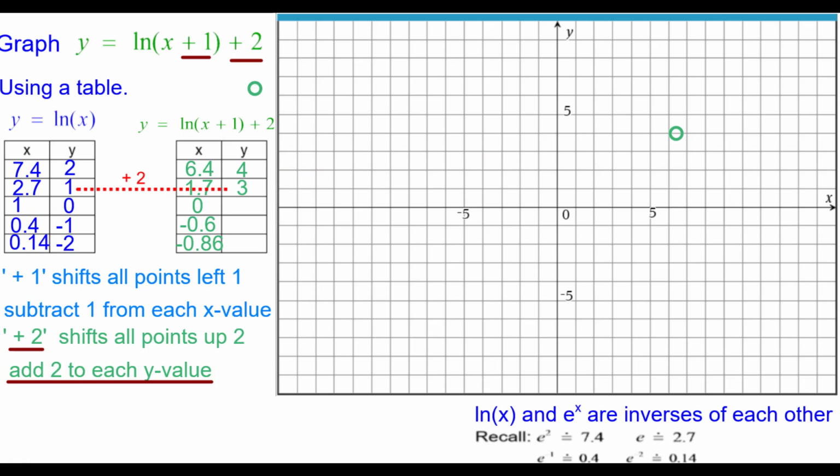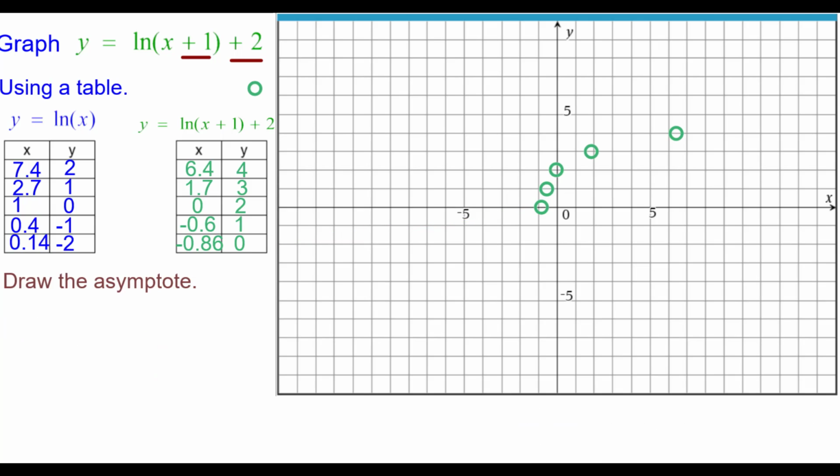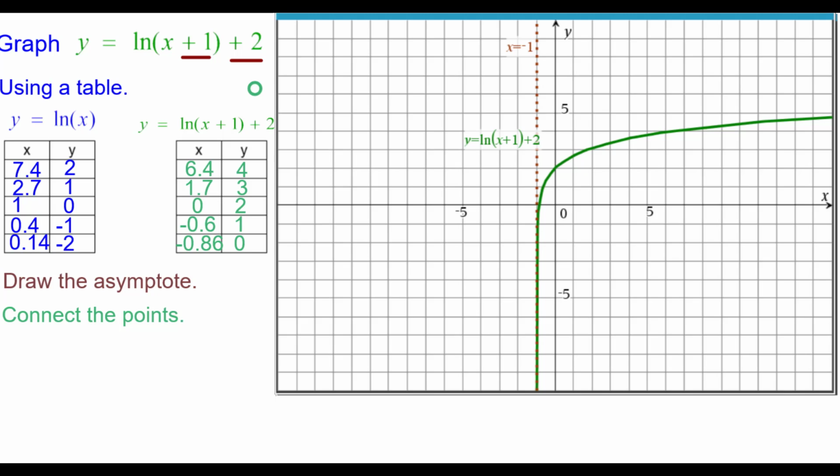One plus 2 is 3, so we'll plot 1.7 comma 3. 0 plus 2 is 2, 0, 2. It's going to be our y-intercept. -1 plus 2 is +1, -0.6 up 1. And -2 plus 2 makes 0, so -0.86, 0 will be our x-intercept. Again, we'll look at drawing the asymptote, seeing how this is flattening out along the line x equals -1. That'll be our boundary line. Connect the points using that boundary line, and compare it to the parent function.